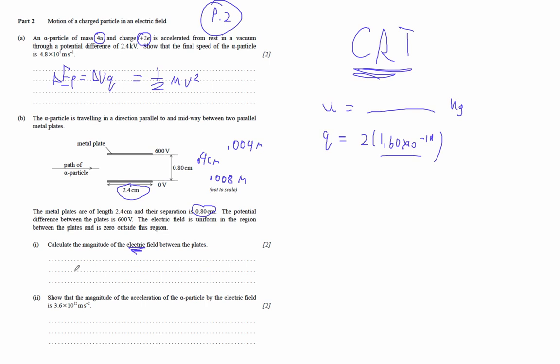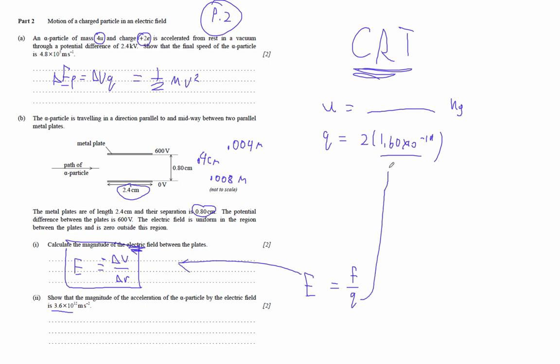You're going to use electric field is equal to change in V over R. I think there's a minus sign that we're going to ignore in this case. So use that one. And then it says show that the magnitude of the acceleration of the alpha particle by the electric field is this. You're going to use 2 equations. Find the force using E as F over Q. And you just figured out E here. Q is 2 times the electron charge, and that'll give you the F.